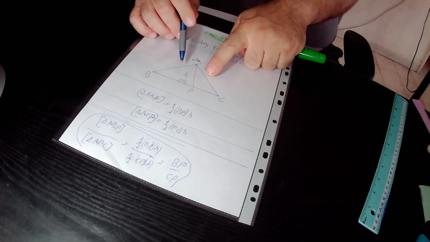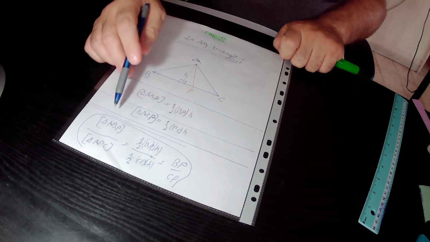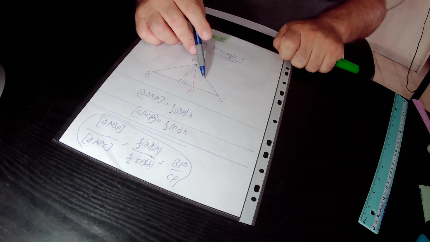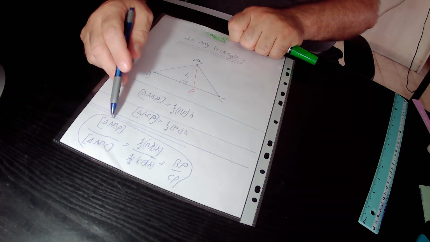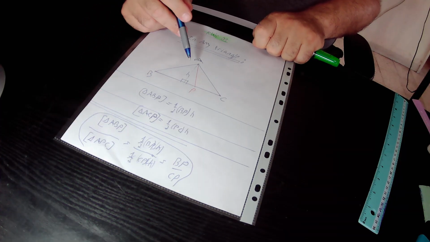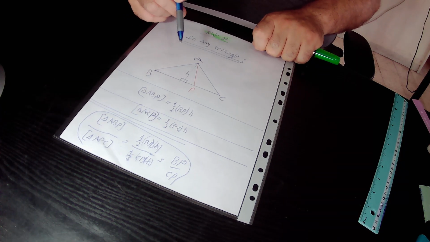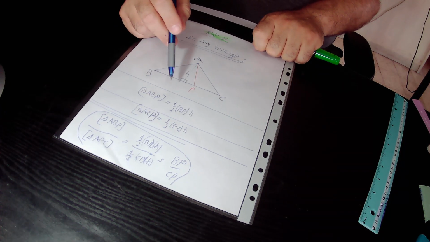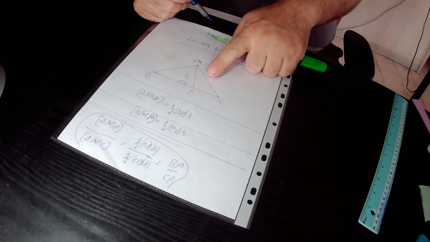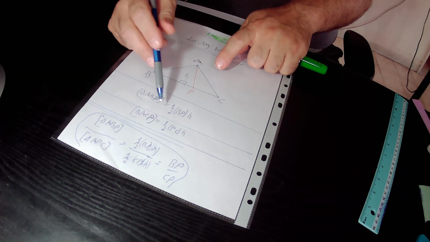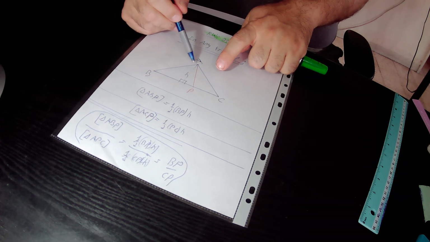So what is the ratio between the areas of those two small triangles? It is the area of triangle ABP over the area of triangle APC. What is the area of this triangle ABP? It is equal to the base BP times the height edge over 2. Likewise, the area of this triangle APC is equal to the base PC times the height edge over 2. In both triangles, we have the same height, that is edge.